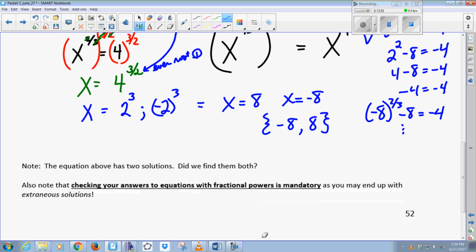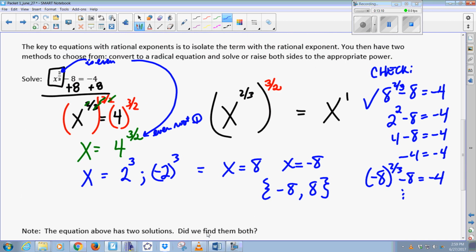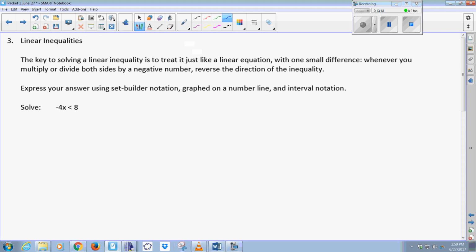So we found both solutions here. So also note that checking your answers to equations with fractional powers is mandatory as well, and sometimes you can end up with an extraneous solution. Okay, so let's take a look at inequalities.